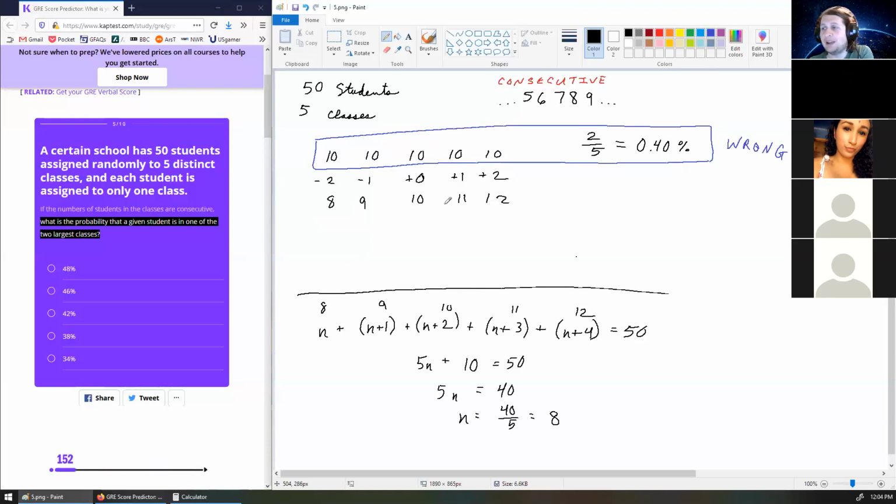So now we actually do have two highest number classes, right? We have a class with 11 students and a class with 12 students. So now we have to figure out what the probability is that a student winds up in this set of classes, right? So how do we do a probability for that?